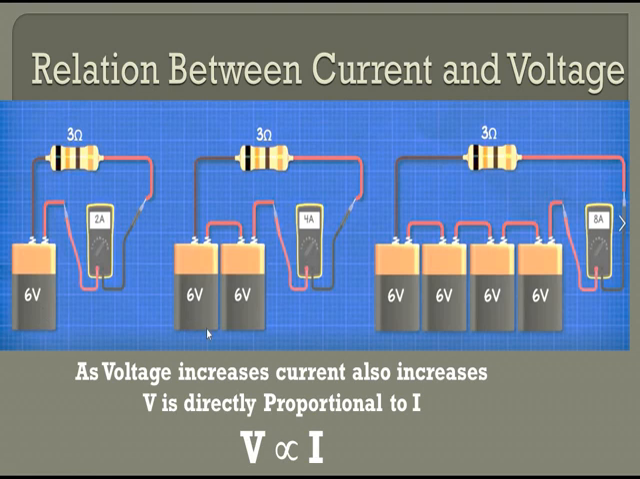So if we look at the three diagrams together, then we can easily say that as the voltage increases, current flow through the circuit also increases. Initially a 6-volt battery gives 2 ampere current, then a 12-volt battery gives 4 ampere current, and then a 24-volt battery gives 8 ampere current. So as the voltage increases, current also increases. Voltage is directly proportional to the current.